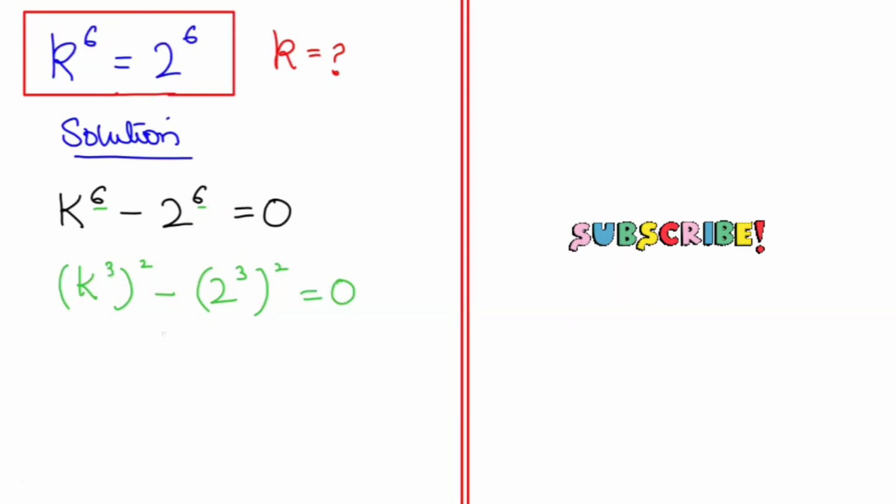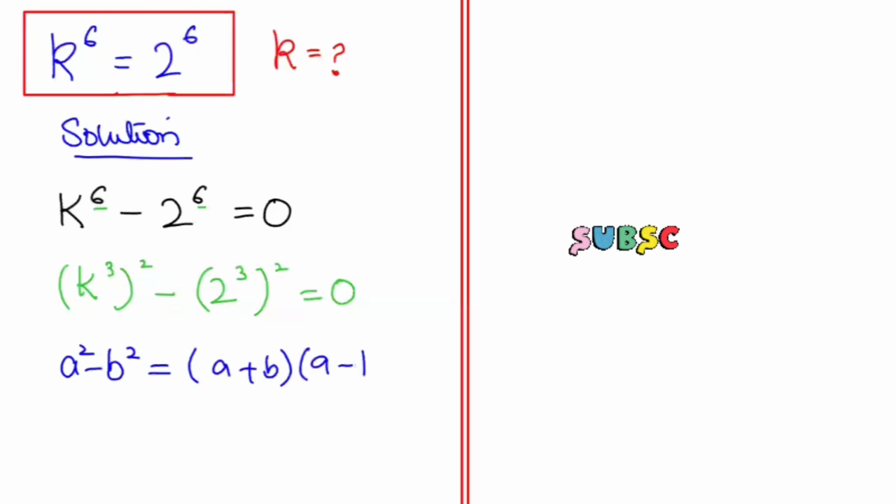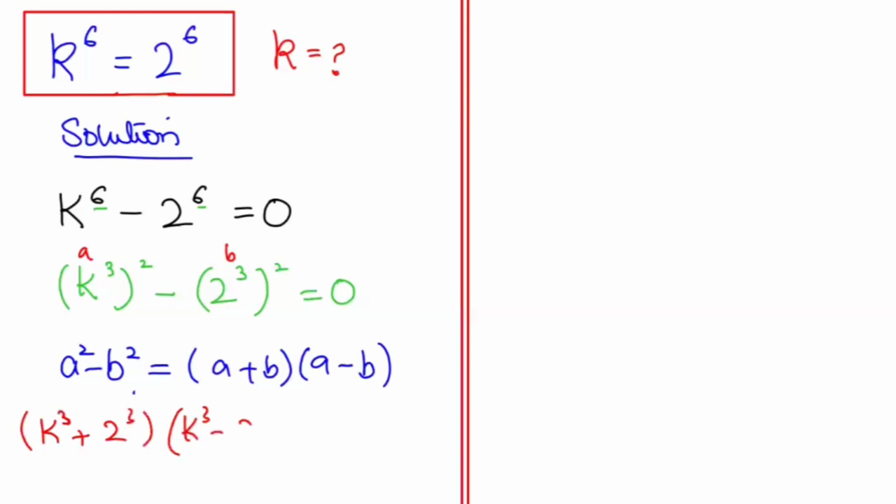Now here I'm going to apply the algebraic identity, that is a square minus b square is equal to (a plus b)(a minus b). So here this is our a and this is our b value. Therefore this equation turns to (k cube plus 2 cube)(k cube minus 2 cube) is equal to 0.